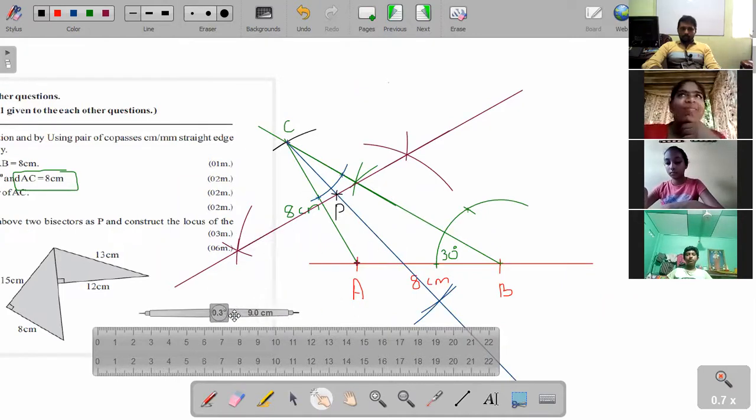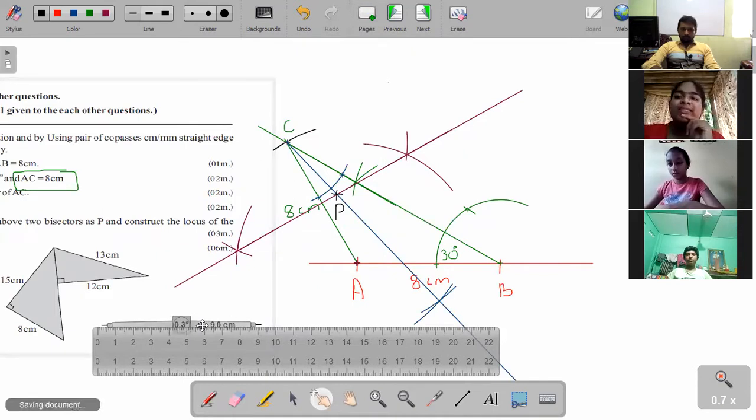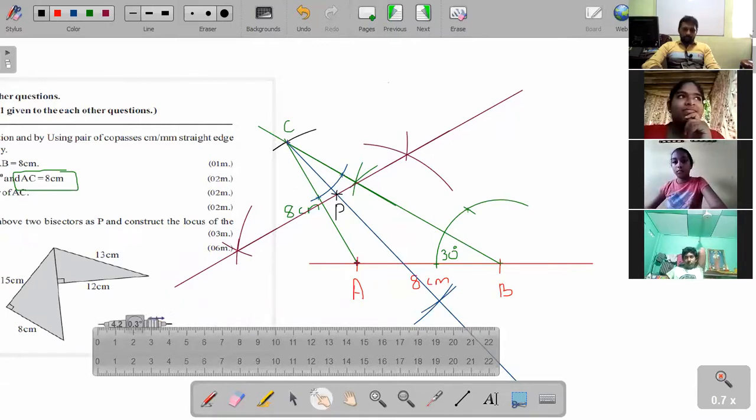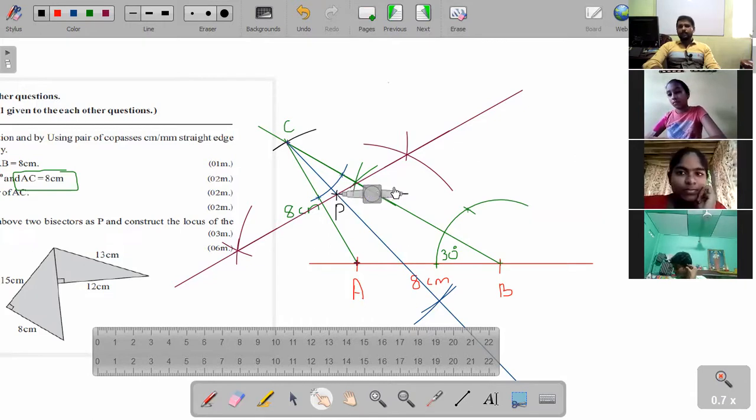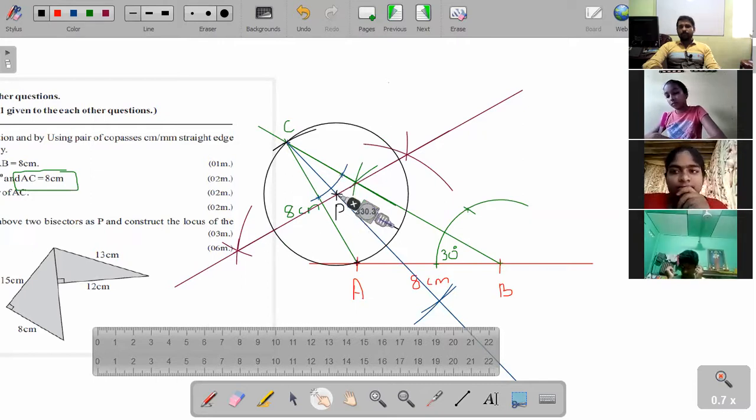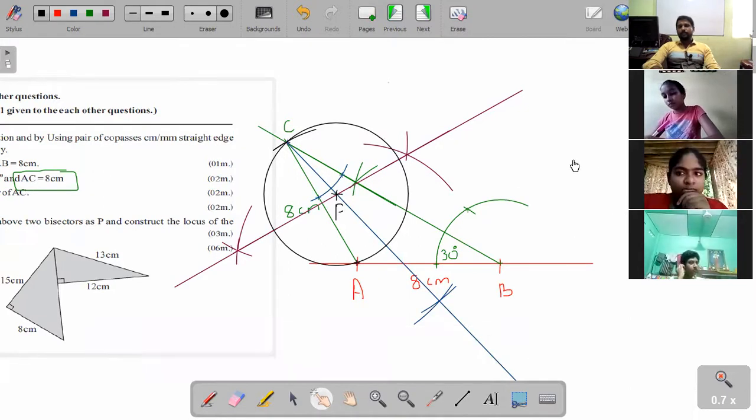Right. You have to take 4 centimeters. That's the 4 centimeters. Then you have to keep the metal point at P. Right. That's the metal point at P. Then you draw a circle. That's the construction. Okay. That's a full answer of the first question, A part.